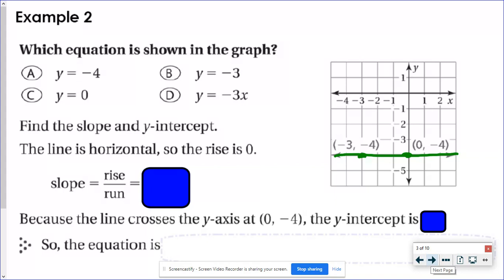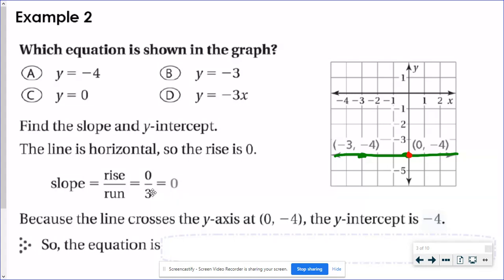This graph, we just looked in one of our recent worksheets at these horizontal lines. A horizontal line has a slope of 0, right? So right there, the slope is 0. It's up 0, sideways 3 for the points that they have graphed there. But that's a slope of 0. The y-intercept is right here at -4. So my b is -4.